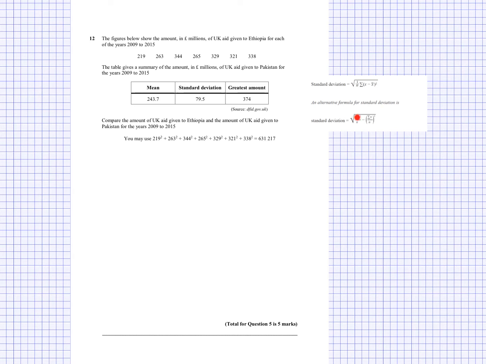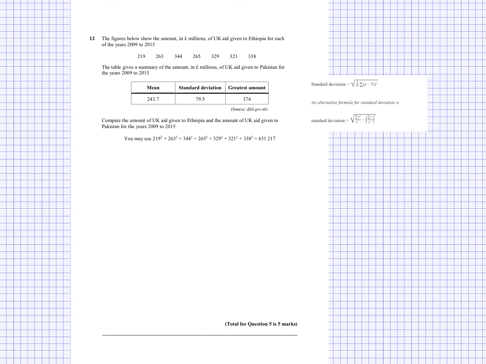631,217, this goes at the top of the fraction there. Divide by n, so divide by how many values we had. So that's 1, 2, 3, 4, 5, 6, 7 values there. Remember, in this position here goes the mean. You can find the mean and then just put it in the brackets there and then square it, and remember to take away as well. Or you can just add up these values, divide by 7 and then square it. So it's up to you how you want to do that.